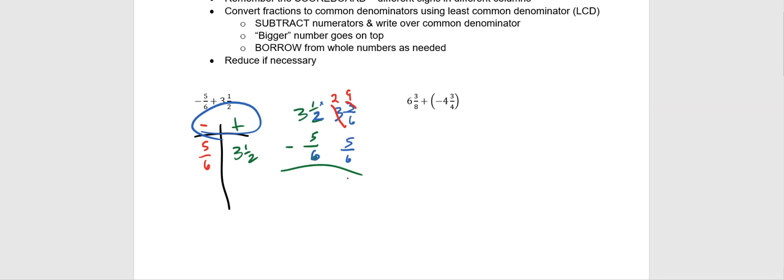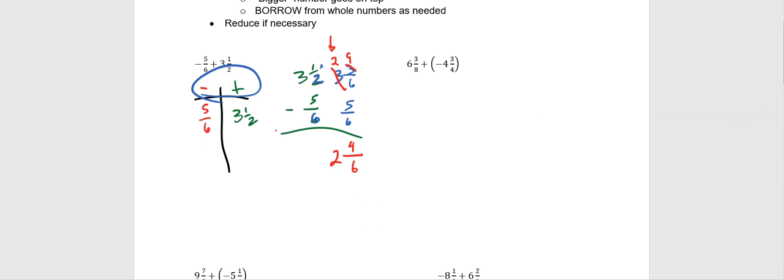So 9 minus 5 is my numerator, is 4. Don't forget the denominators just carry through, so 4/6. Don't forget the whole number piece. 2 minus nothing is 2. And we're almost done. We want to obviously make sure that we remembered what the sign of our answer is. Well, the bigger number was positive, so that's our sign.